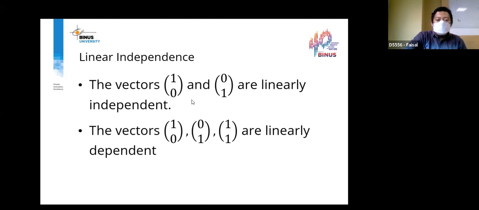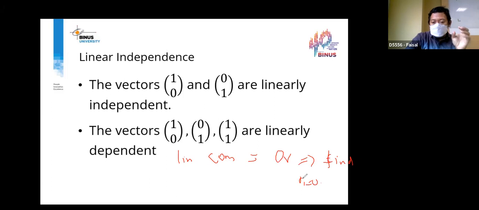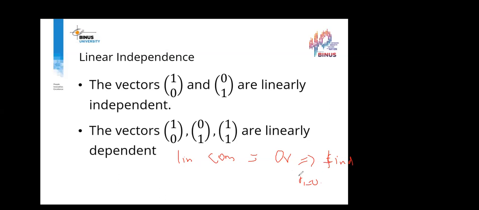So to check whether a set of vectors is linearly independent, first you must write the linear combination equal to the zero vector. And then you find the solutions, the solution for the scalars. If you get only one solution, only all 0, the solution is unique, then this is linearly independent. But Pak, itu contoh kedua tuh dependent ya Pak?